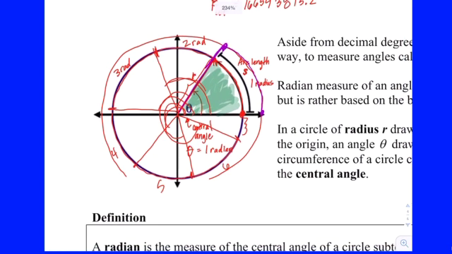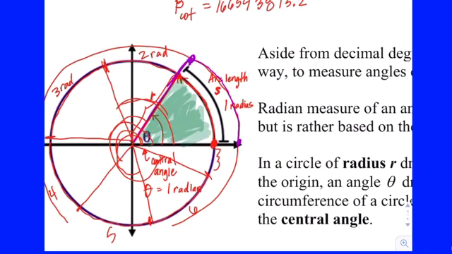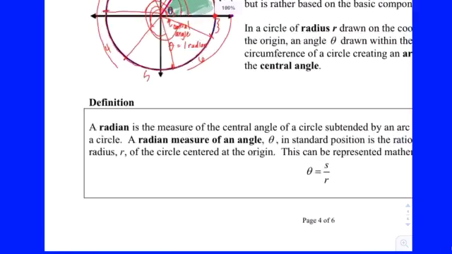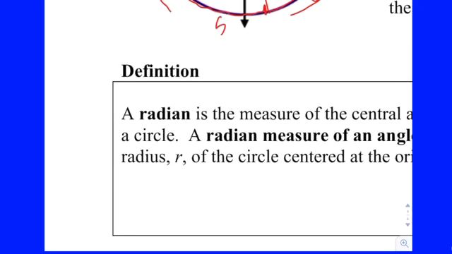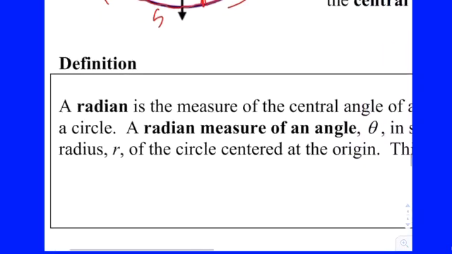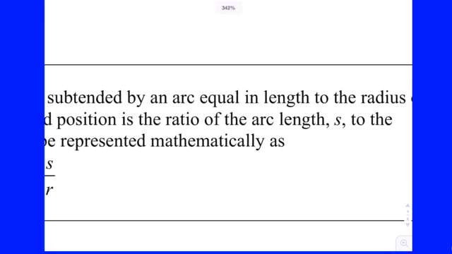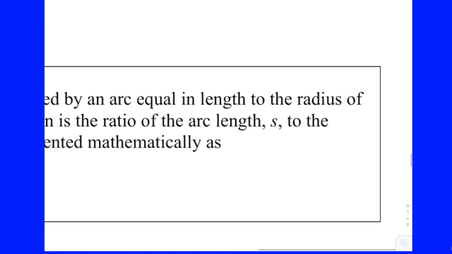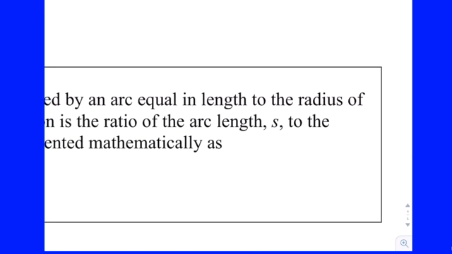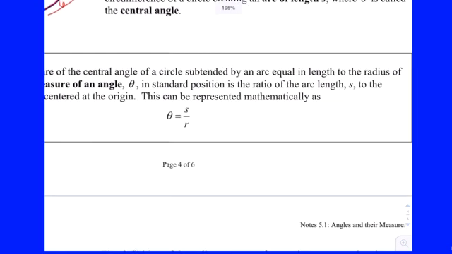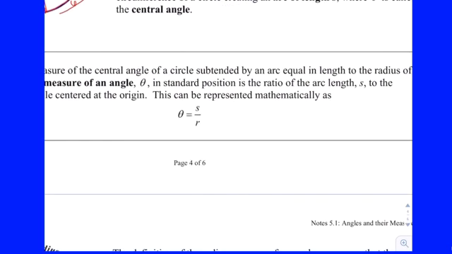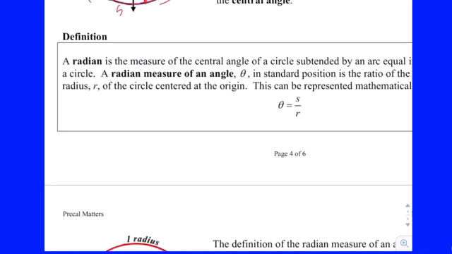Now, why is the radian unitless, okay? Let's go ahead and define it. A radian is the measure of the central angle of a circle subtended by an arc equal in length to the radius. That's what we just said, right? Take one length of the radius, that arc defines then a pie wedge. The central angle is called 1 radian.